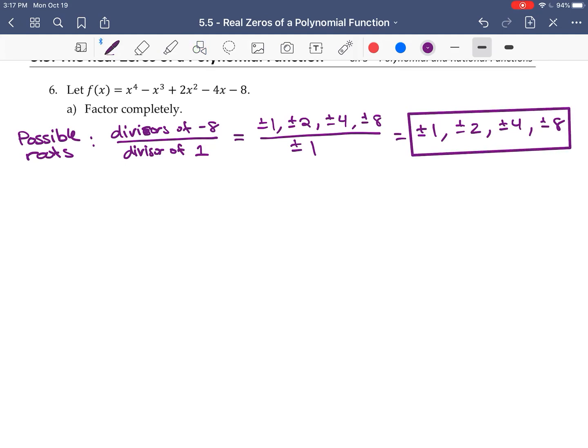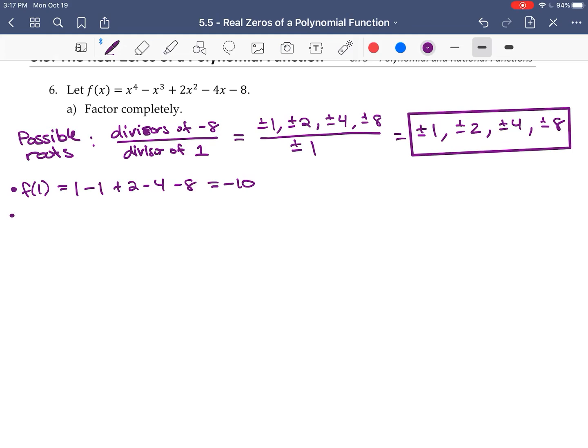Now we just want to check. We keep plugging in until we find one. Maybe we plug in 1. That's 1 to the power 4, which is 1, minus 1 to the power 3, plus 2 times 1, minus 4 times 1, minus 8. Here there are way too many minuses. This is -10, so nope, it's not 0.